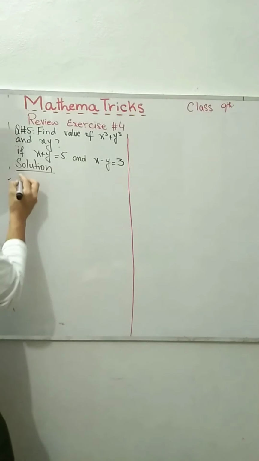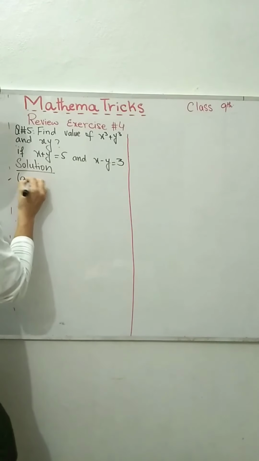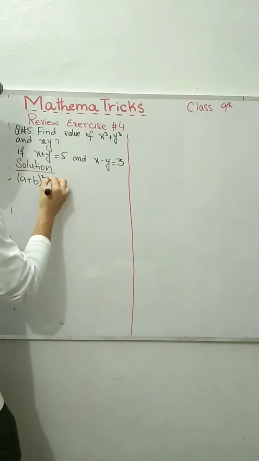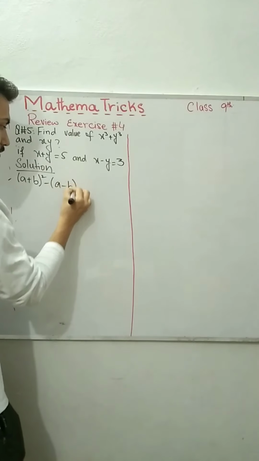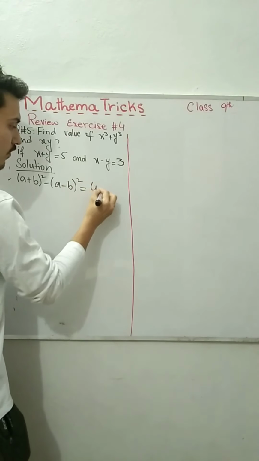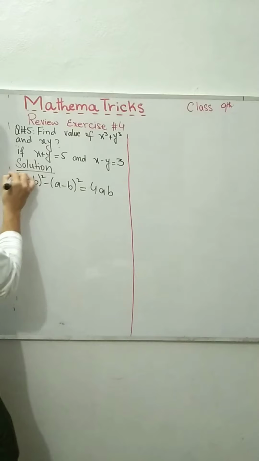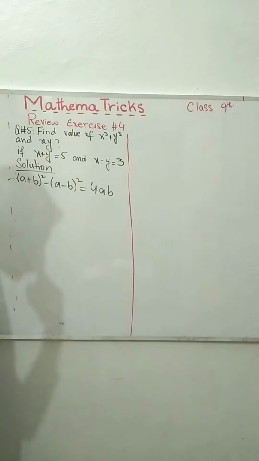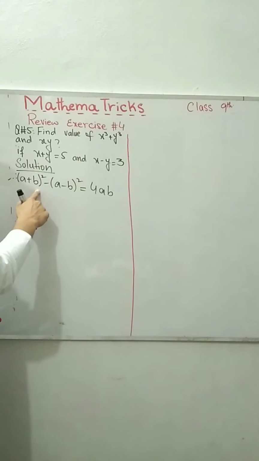I have a mathematical formula: (a plus b) whole square minus (a minus b) whole square is equal to 4ab. Do you remember? We read it at the start of the exercise, I think 4.3 or 4.2, I'm not sure. But we have this algebraic formula, so let's make use of it. Let a be x and b be y.